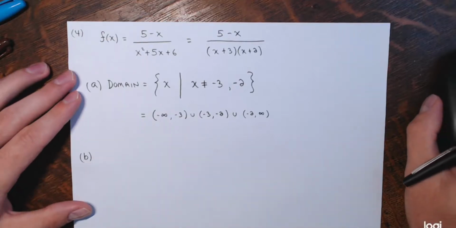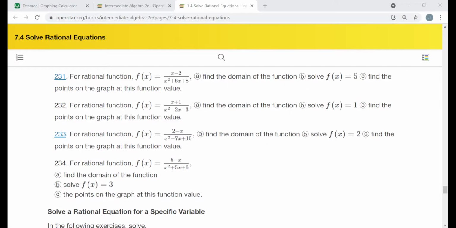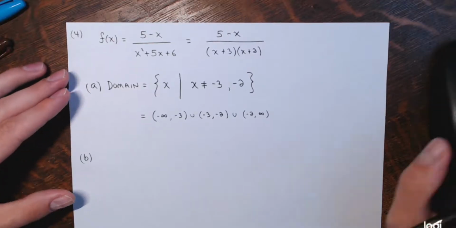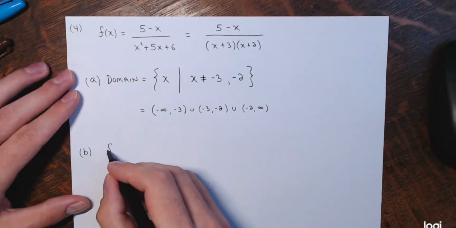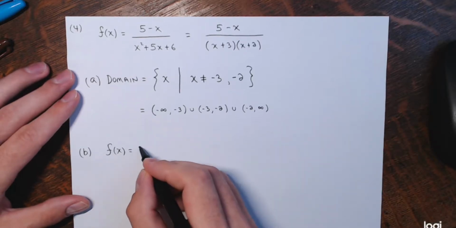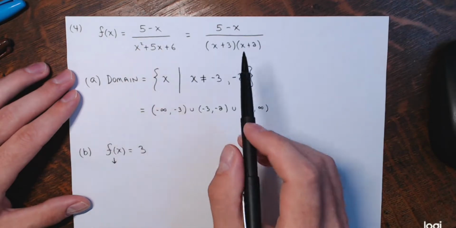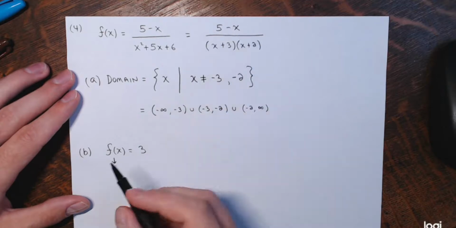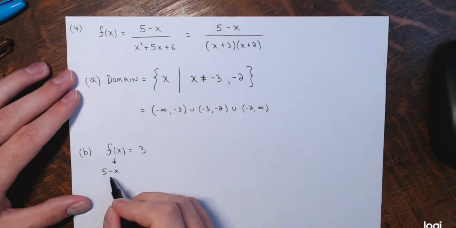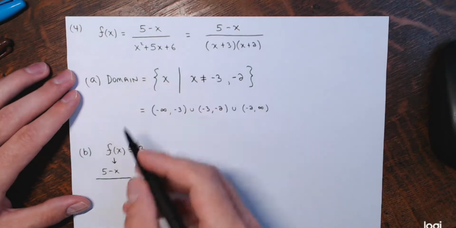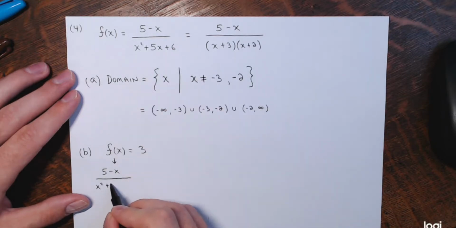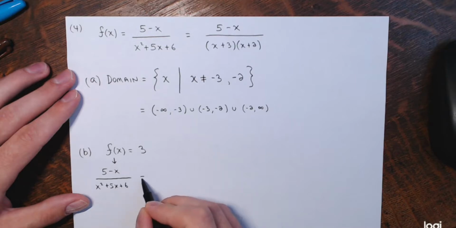All right, now part B is solve the equation f of x equals 3. Right, f of x equals 3. So when is the y value 3, or the value of f 3? When is the output 3? So we're solving f of x equals 3. Now f of x, again, you can write it the initial way or the factored way. Right? You have 5 minus x over, and I'll just write it the initial way, x squared plus 5x plus 6. When's that equal to 3?